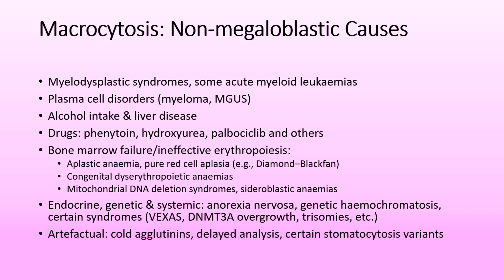Macrocytosis has a long list of conditions beyond the classic megaloblastic bone marrow morphology. Myelodysplastic syndromes and some AMLs often present with macrocytosis even before the obvious cytopenias. Alcohol is another very common cause which can be overlooked. Hydroxyurea therapy and some newer targeted agents can also cause macrocytosis. A range of congenital marrow failure syndromes and mitochondrial disorders present with macrocytic RBCs. Finally, remember that artifacts, cold agglutinins, or delayed sample analysis can also falsely increase the MCV.